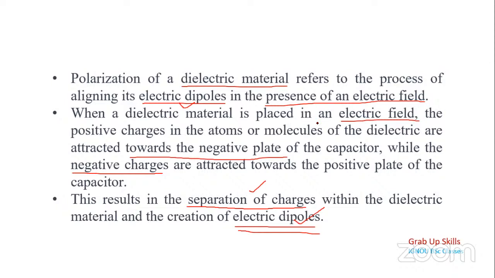When a dielectric material is placed in an electric field, the positive charges in the atoms are attracted towards the negative plate, while the negative charges are attracted towards the positive plate. So always positive charges will get attracted to the negative plate and negative charges to the positive plate of the capacitor. When this process happens, there is a separation of charges. When there is a separation of charges, it creates what are called electric dipoles.